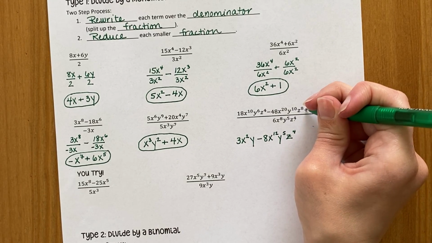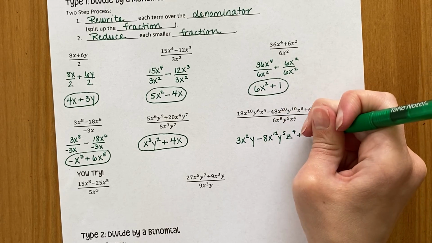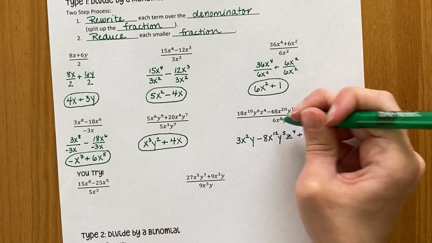All right, we still have one more term to take care of. I'm going to bring down that plus sign, and I'm going to keep on going. 6 divided by 6 makes 1. 8 minus 8 makes 0.